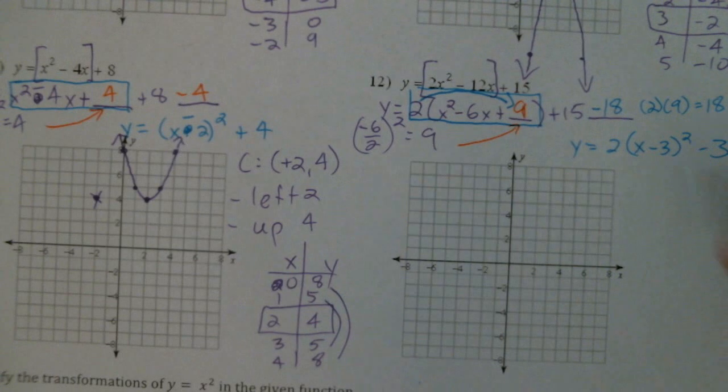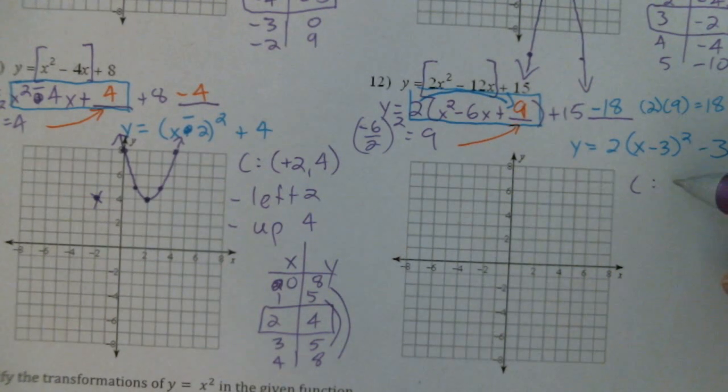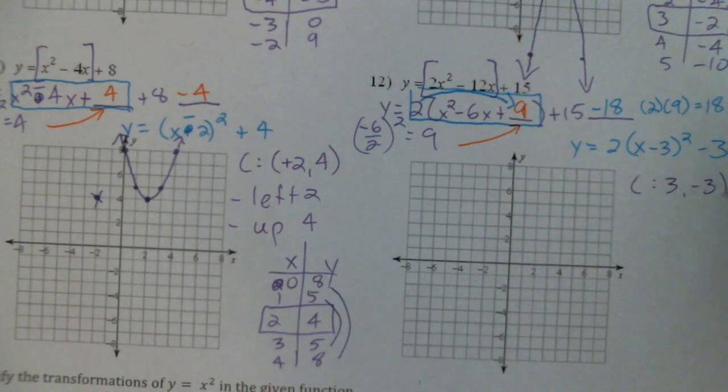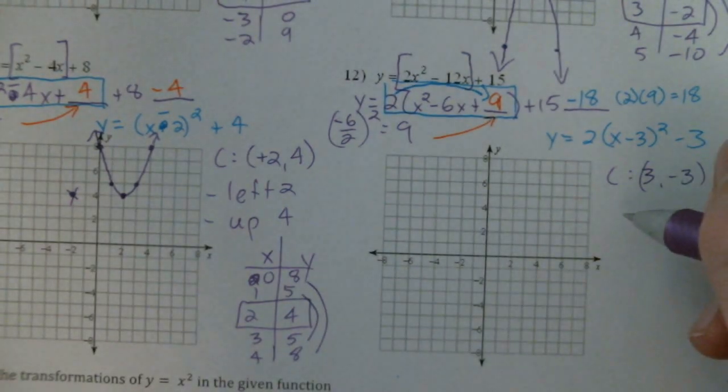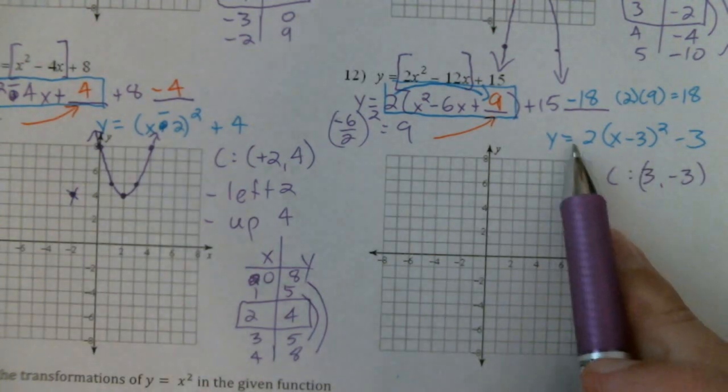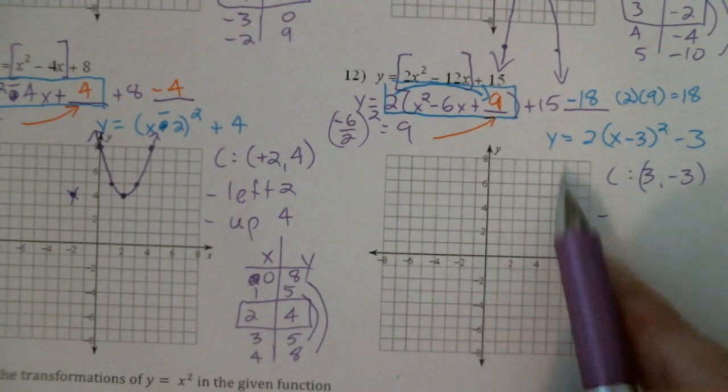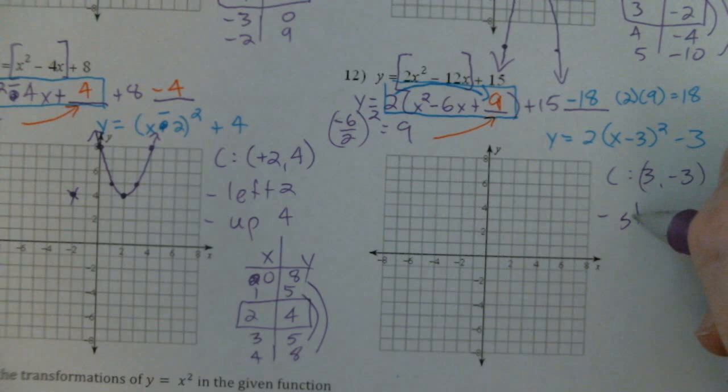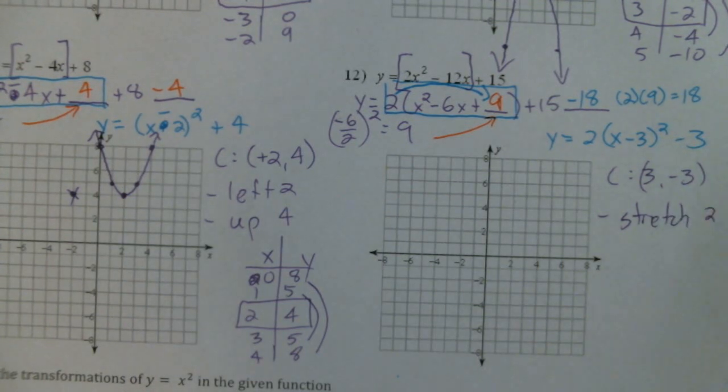So now I can tell you easily what the center is. The center is 3 comma negative 3. Flip, leave alone. Transformations, what do I have? I've got 3 of them. I don't have a negative, so I don't have a reflection, so this is going to be a right side up U. I've got a stretch of 2. And then I've got right 3 and down 3. Okay?